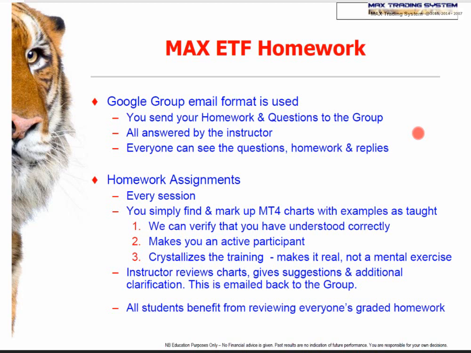It also crystallizes any training that goes out. It's kind of like you get your hands dirty. You actually take it from the realms of, yeah, I know what she's talking about, to actually having to put it down on a piece of paper or on a chart. It crystallizes things. And when you're trading, with our practice sessions and with follow-ups, if you're getting stuck in some area, you're most welcome to keep sending your charts in to make sure that you're still doing things correctly.